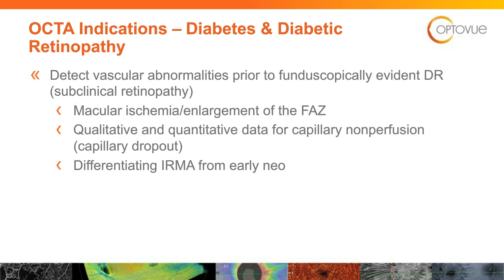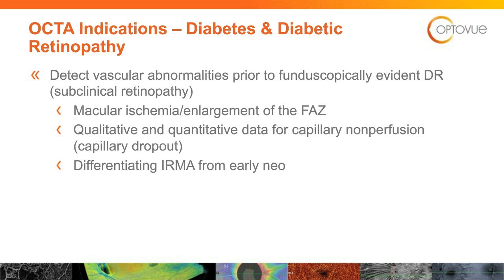And then looking at IRMA or early neovascularization, shunt vessels, collateral vessels versus neovascularization of the disc, isolating what area of the retina that is in. Is it on the surface? Is it in the vitreous just a little bit? To be able to image those is certainly going to be a game changer as well.